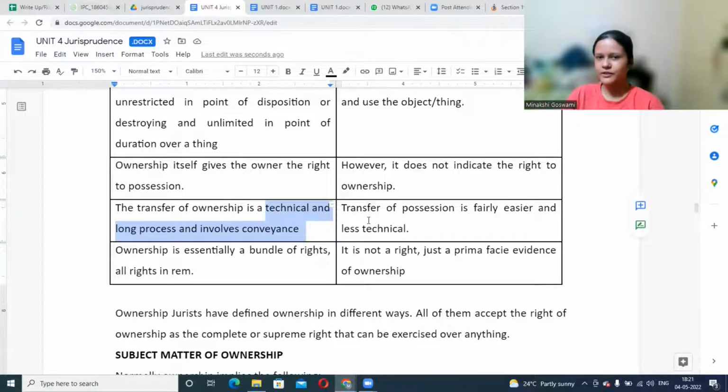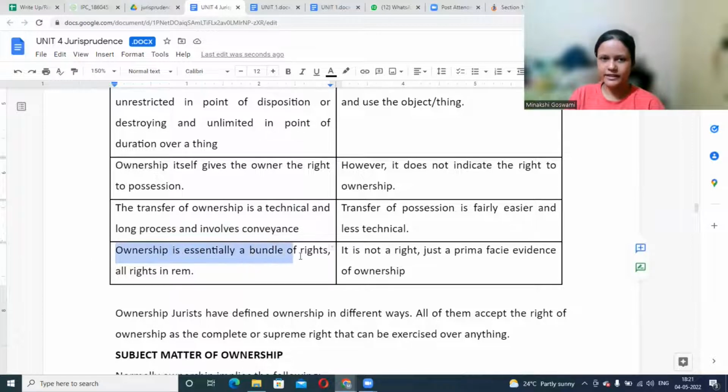But in case of possession, transfer of possession is fairly easier and less technical. In most cases, it's just a matter of giving the keys or allowing a person, right? But in case of ownership, it is a lot more complicated and time-taking process to transfer ownership. Transferring possession is comparatively easier.